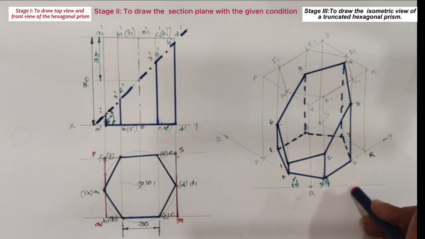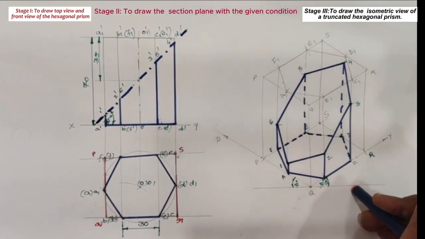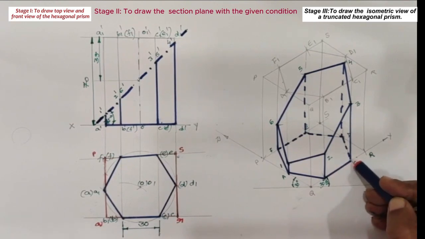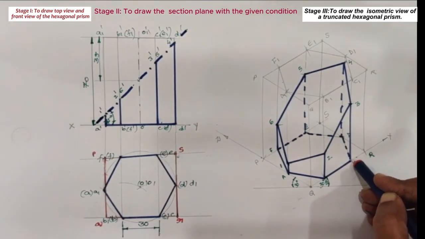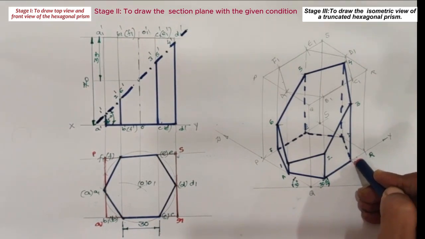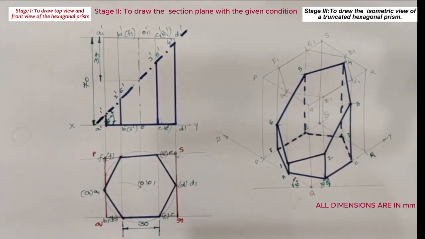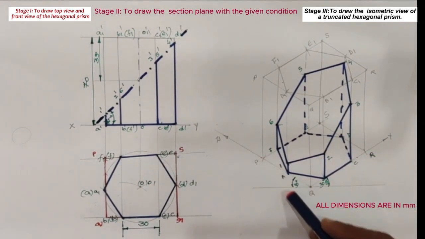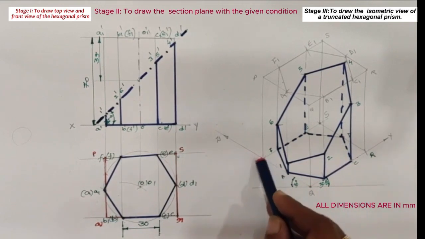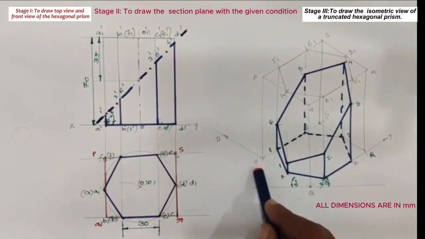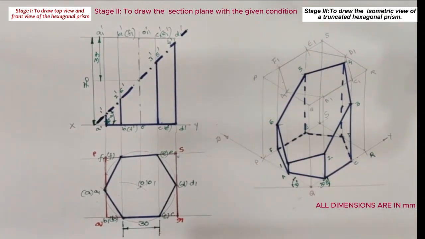This is the isometric view of the truncated hexagonal prism when hexagonal prism is resting on its base on HP and one of its base side is parallel to VP and it is cut by a section plane which is making an angle 45 degrees to the HP and bisecting the axis. Make a note, in isometric view, horizontal lines are drawn with an angle of 30 degrees to the ground line and vertical lines are drawn with an angle of 90 degrees to the ground line.